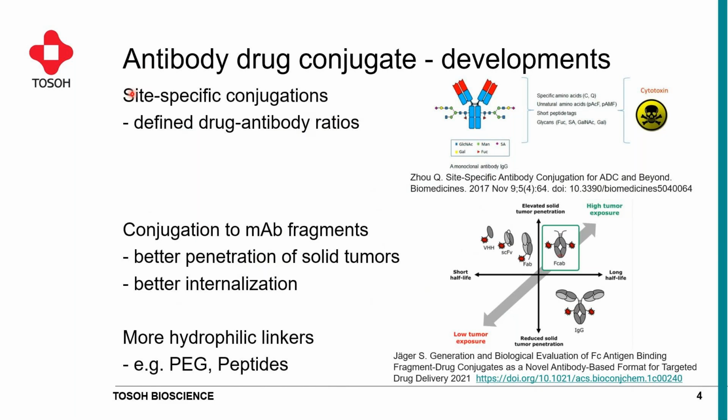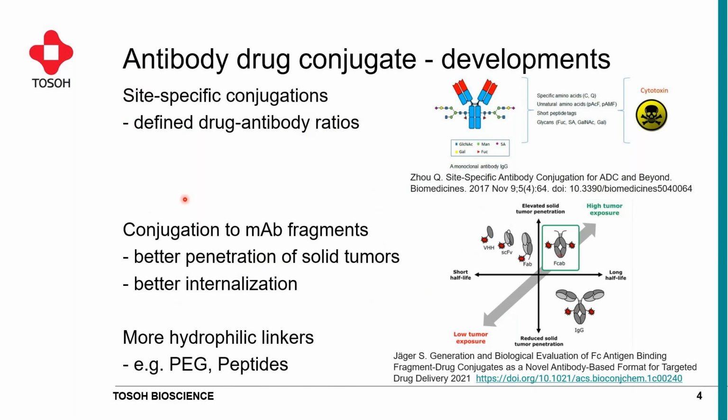So what we will get is defined drug-antibody ratios. Why is that important? Because you can imagine the number of drugs which is attached to our antibody has a huge impact on how efficient it is and how safe the molecule is at the end. And if we can control the number of drugs on the antibody, that's of course an advantage.